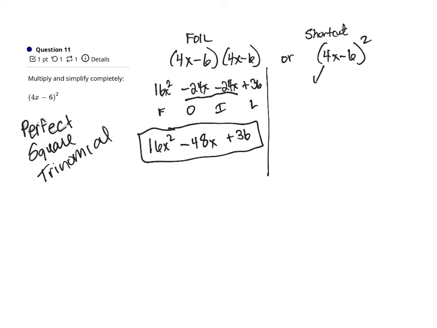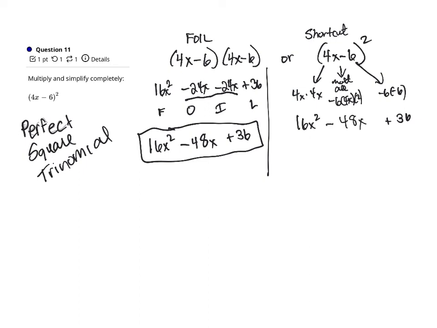Shortcut. Square the first term. 4x times 4x is 16x squared. Last term, you're multiplying negative 6 times negative 6. That's positive 36. Then for the middle term, you multiply all the numbers. So that is, bring down a negative 6 times 4x times 2. Doesn't matter what order you put them in. And that gives you a negative 48x.